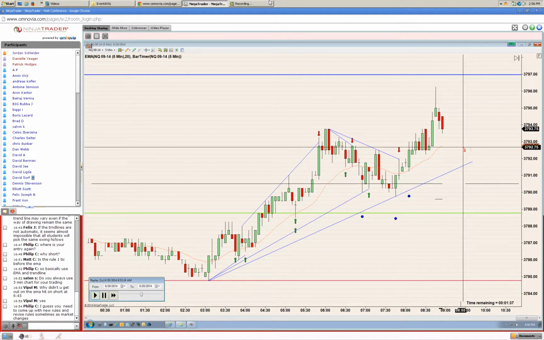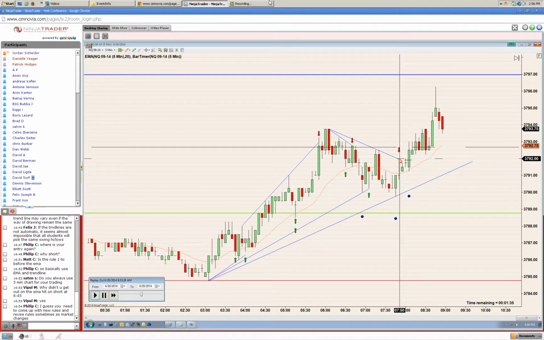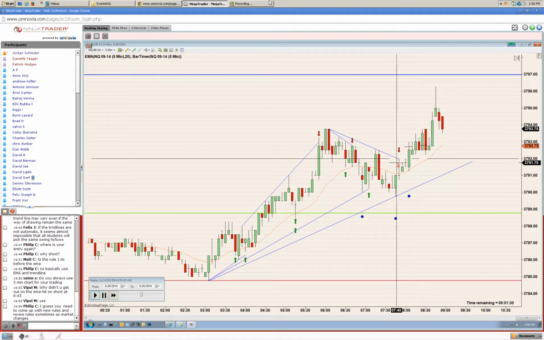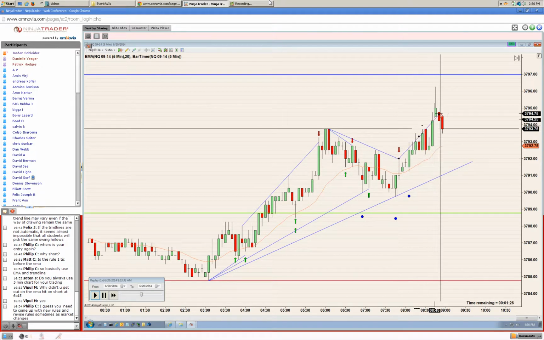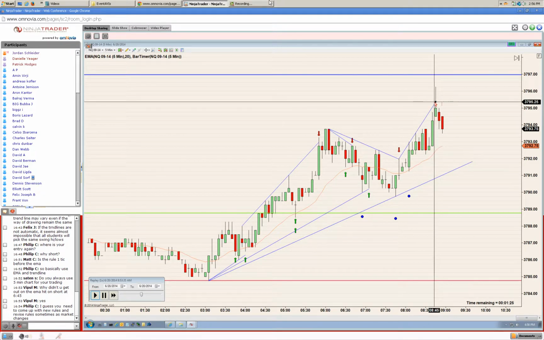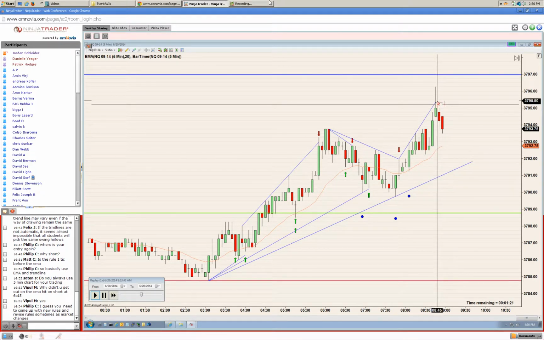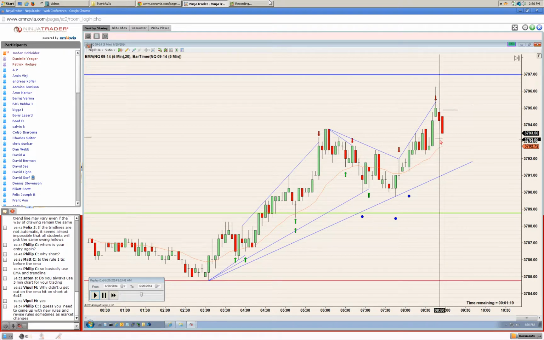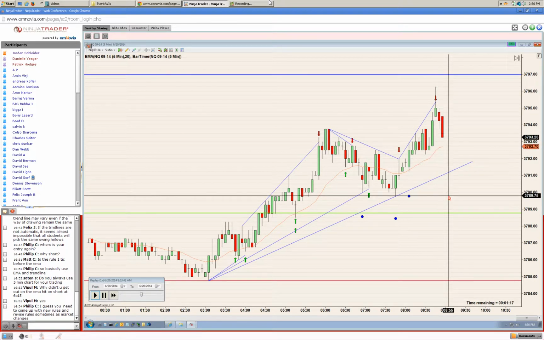Okay, let's just take a look and see what happens right here. I have another trend line coming up from here to here, and we hit it right here. So there's our short trade. Okay, and as you can see, it's coming right down.